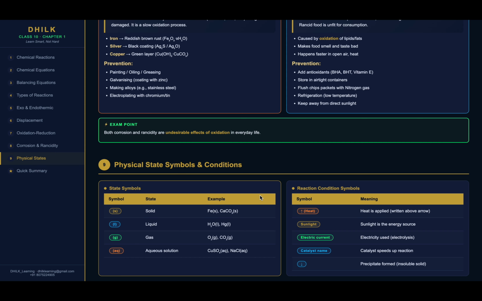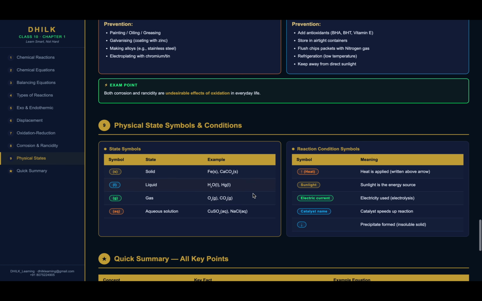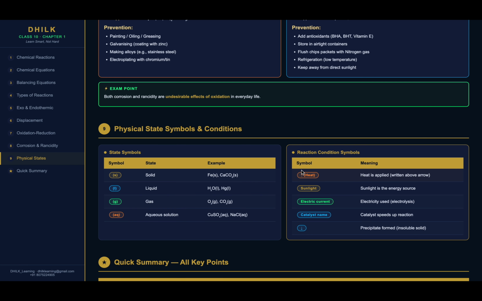Now let us quickly go through the physical state symbols and reaction condition symbols used in chemical equations. For a solid substance we write S, for liquid L, for gas G, and for aqueous solutions AQ. I have given some examples here. Then there are symbols for reaction conditions. An upward arrow indicates that a gas is being evolved or released. The downward arrow we have already discussed; it means a precipitate is being formed. Here you can see that heat is evolved, and the downward arrow means a precipitate is formed.